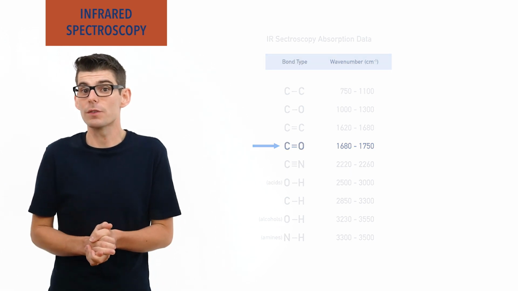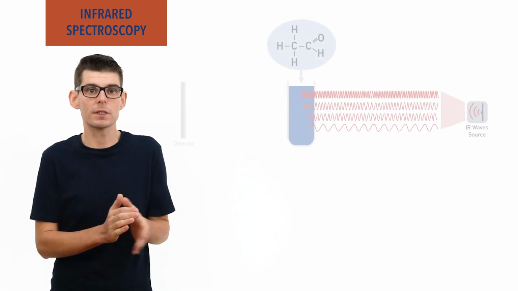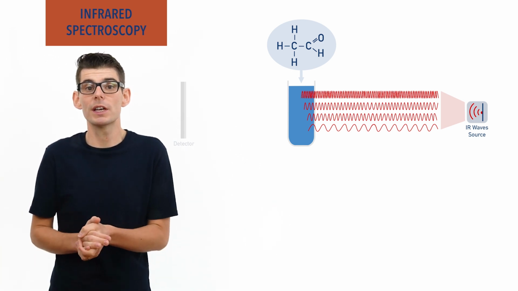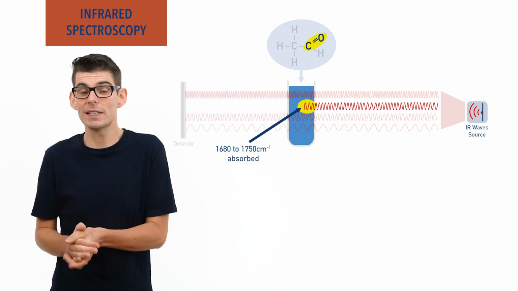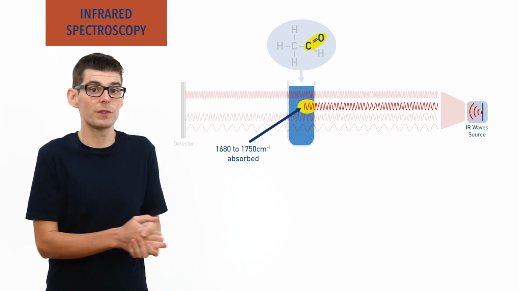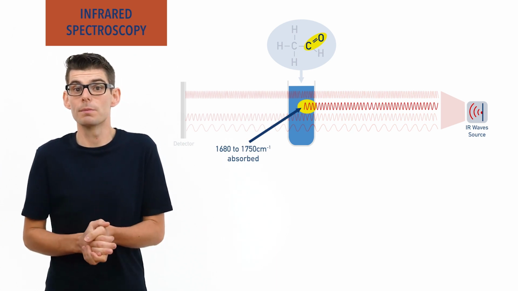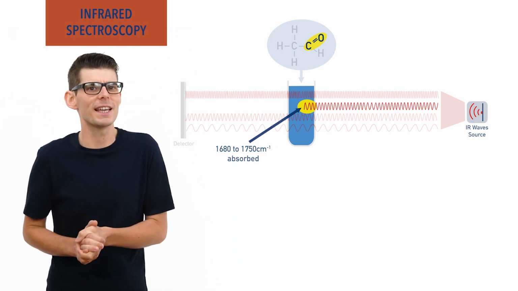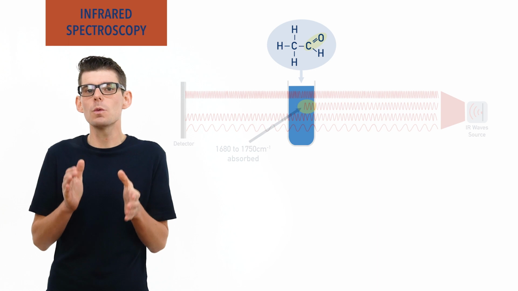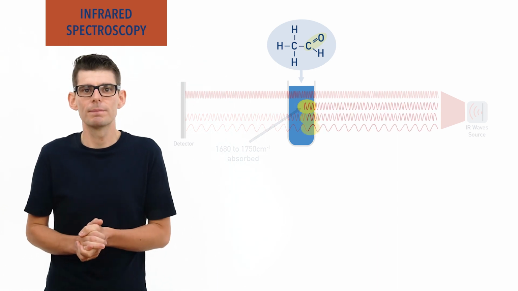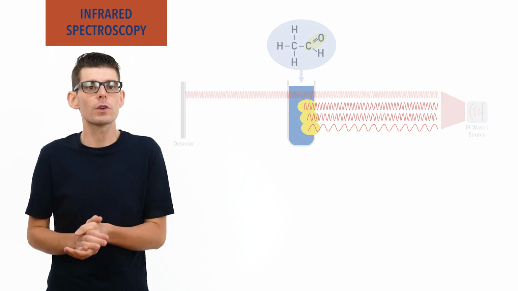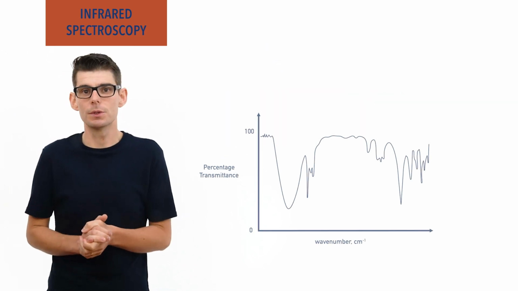Meaning if a range of IR wave numbers are shone through a sample of ethanol in an IR machine, there will be an absorption at around the 1680 to 1750 range for the double oxygen bond in the ethanol. However, there are other bonds in the ethanol as well, meaning other waves will also be absorbed. To help show all the absorbances that occur, a graph called a spectra is produced.